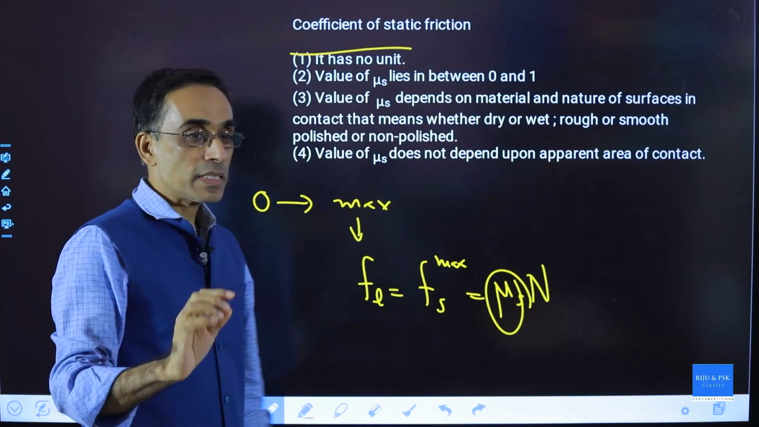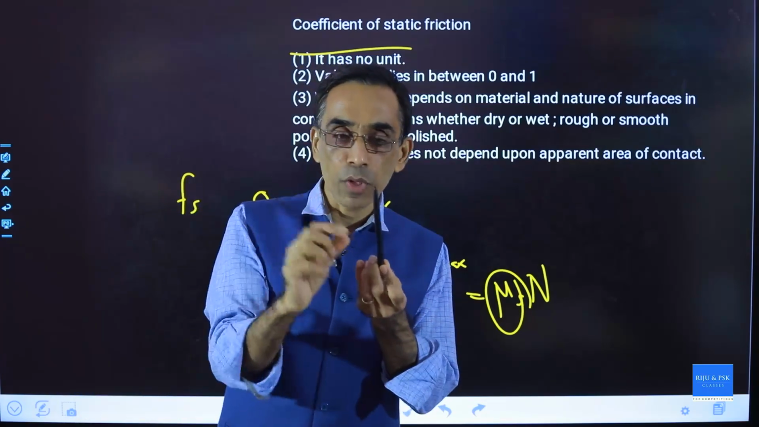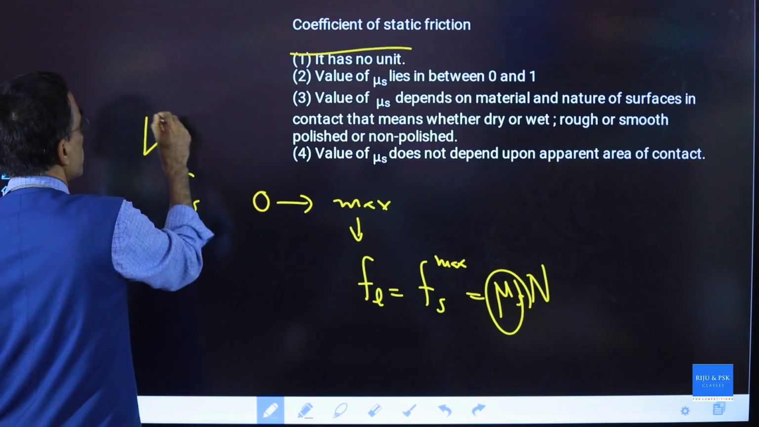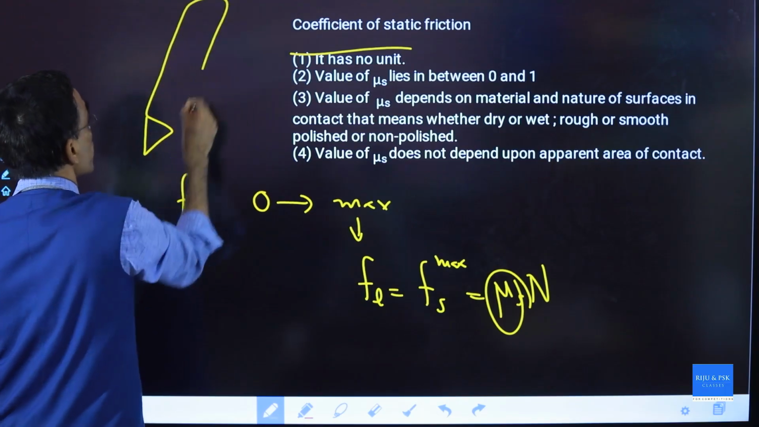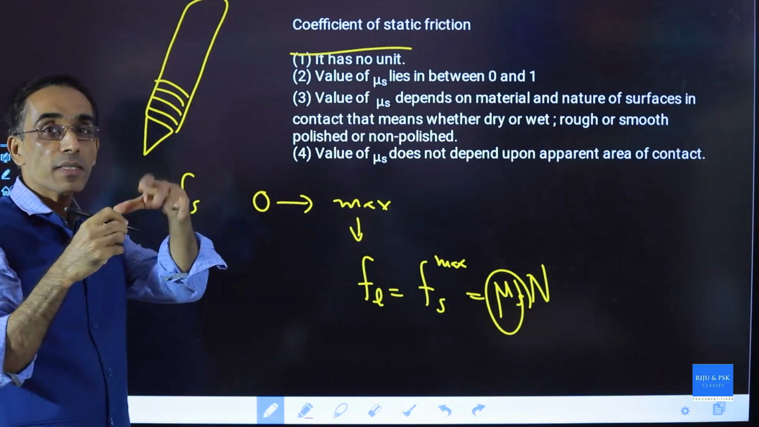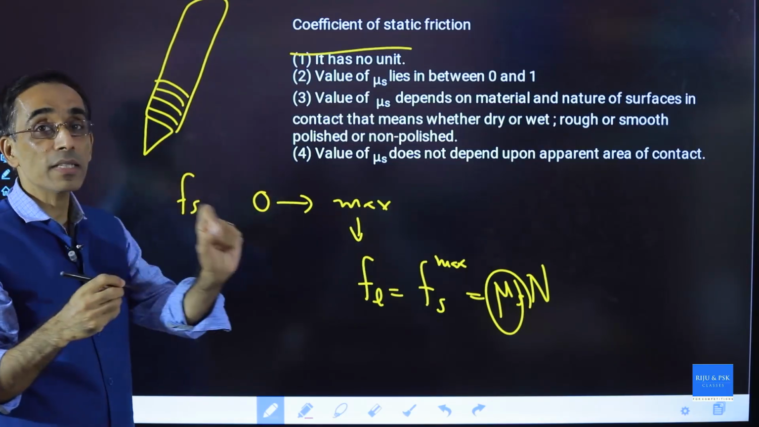Okay. See, in the normal pens that we use, the ball pen, this is how your ball pen will look, and here you can see there is a rubber cap. Where you hold the pen, there is a rubber cap. Why is there a rubber cap?